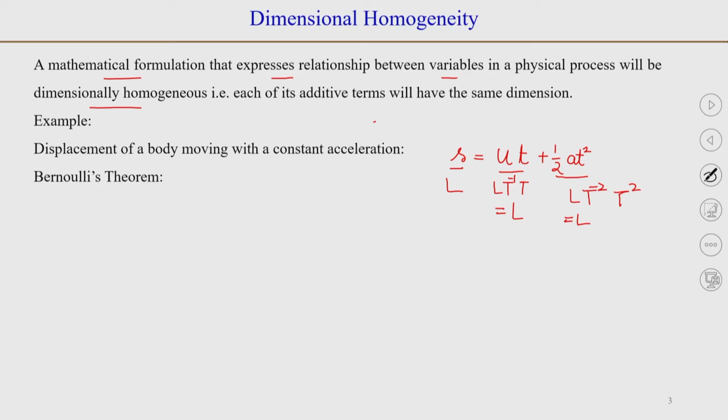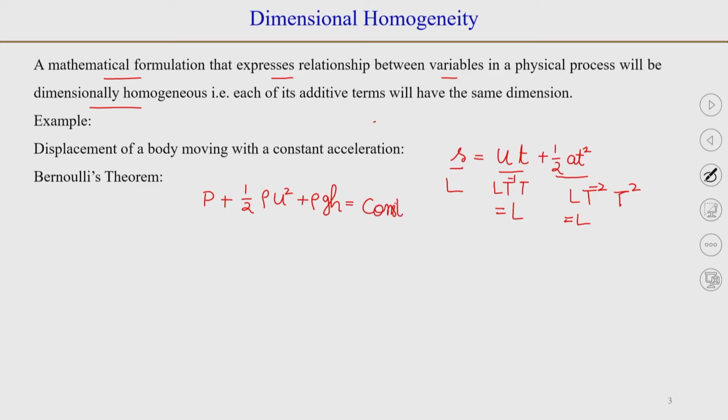Similarly, if we look at Bernoulli's theorem, which all of us have studied in different forms, let us look at one form: P plus half rho u squared plus rho g h is constant.